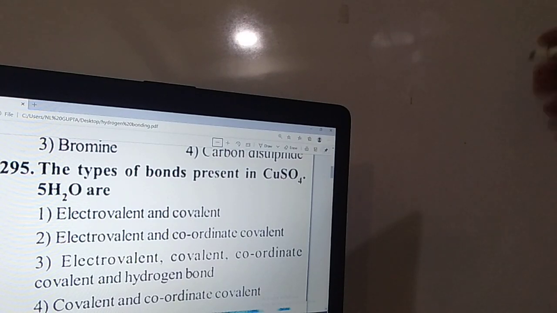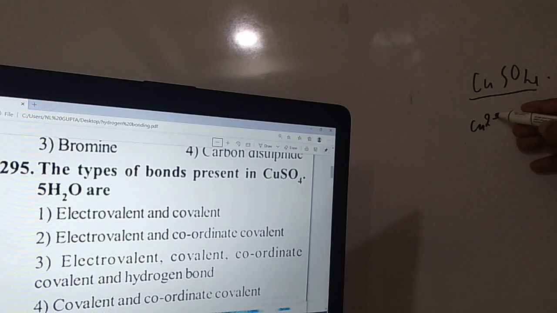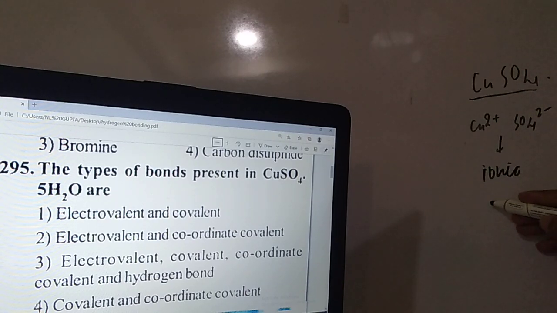Here we have CuSO4·5H2O. When you are going for this question, you will find that there is an ionic bond in the CuSO4. Here Cu2+ will come, SO4 2- will come. So this is an ionic bond. An ionic bond is also called electrovalent, it is the same thing.